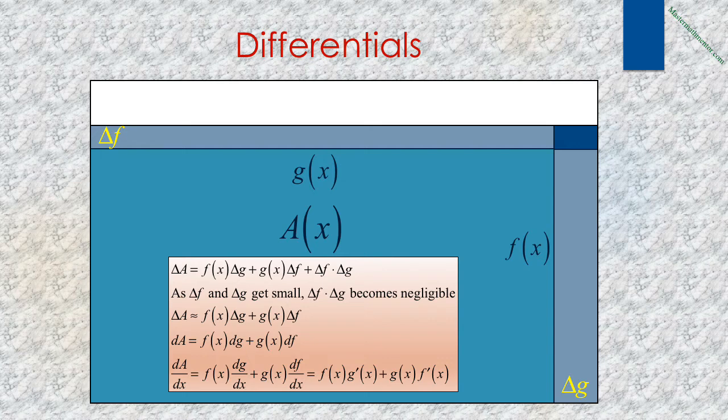No matter how much the positive changes in f and g shrink, notice that f and g still stay the same. As the changes in f and g get smaller, just about all the change in area is taken up by the medium blue rectangles, and the dark blue rectangle area becomes negligible. So we can write now that delta A is approximately equal to f of x delta g plus g of x delta f. And that approximation gets better and better the closer the change in x gets to 0.